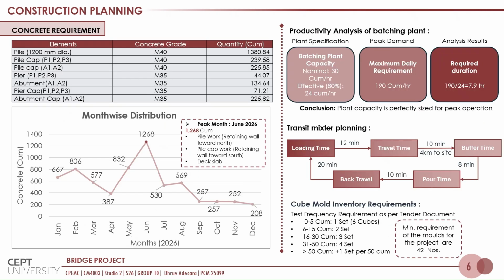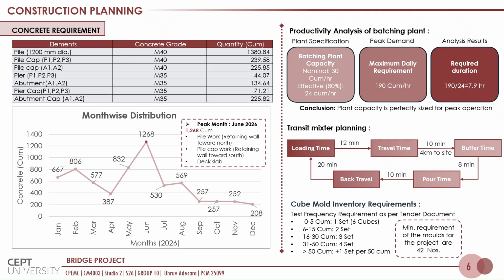For the construction planning, the total concrete for each element was calculated based on the dimensions from the structural drawings, and using Microsoft Project, the monthly requirement has been plotted. It is clearly visible that the month of June has 1268, which is the peak demand.